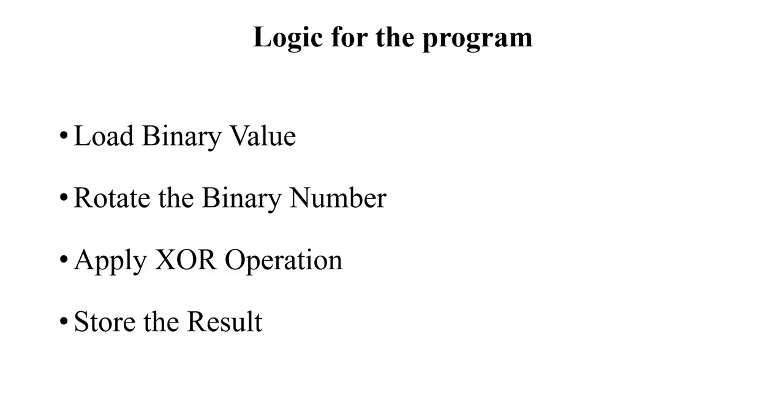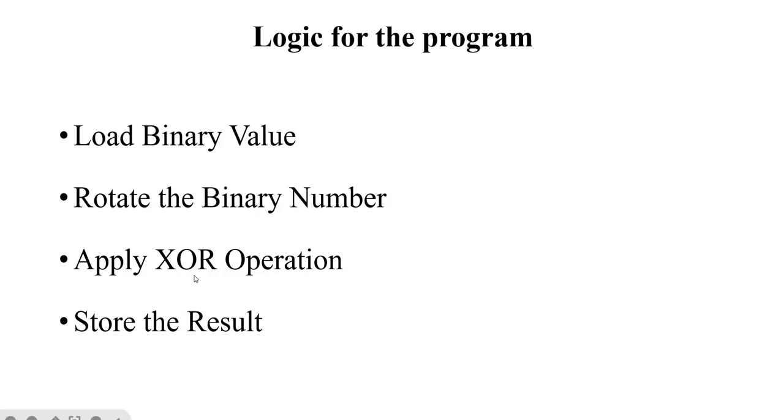And the second step is to rotate the binary number. Here we'll be using the RRA instruction, which performs a rotate right operation on the binary number, and each bit is shifted one position to the right, and the least significant bit is moved to the most significant bit position. This creates a shifted version of the binary number.